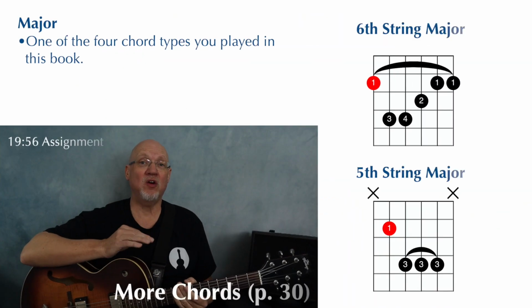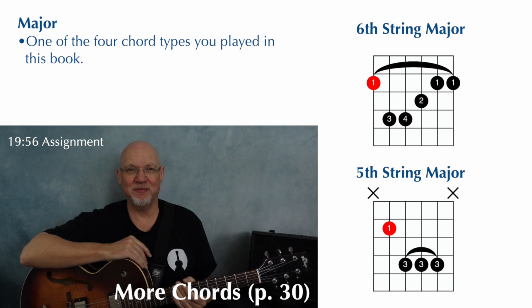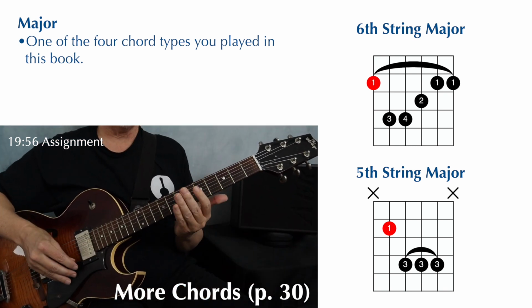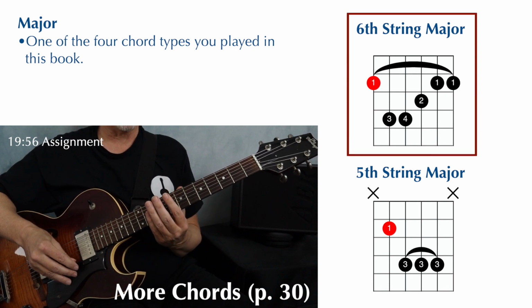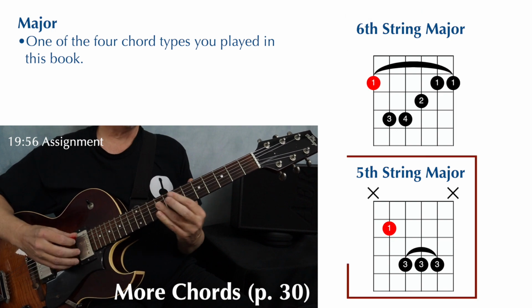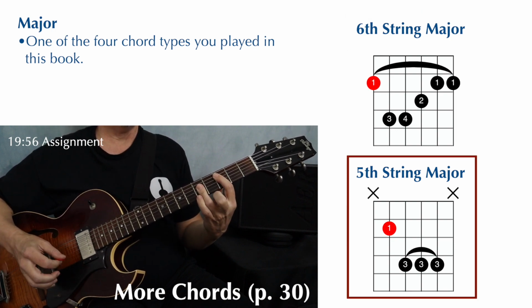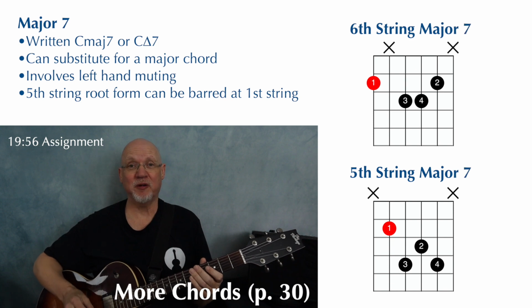We're going to quickly go over these, and I'm just going to play every one of these as some sort of C chord. The first two chords are major shapes. We're just going to gloss over these since we covered these in the book, but we have a major shape with a root on the 6th string and a major shape with a root on the 5th string. Next we have major 7 chord shapes. These are really pretty and they can substitute for major shapes.